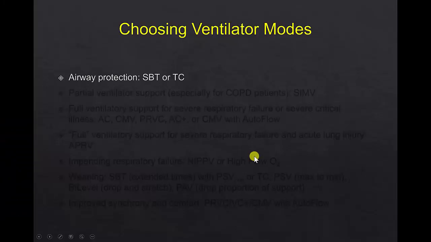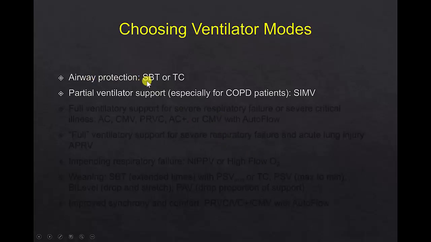I frequently get asked which modes to choose, and I'll go through this briefly. We have a lot of choices of modes. So for airway protection, we use spontaneous breathing trials, tube compensation. Sometimes we use pressure support with the spontaneous trial just to make sure the patient's not struggling through the tube. We use partial ventilatory support for patients that don't need complete rest, or COPD patients where if you give them complete ventilatory rest, it might correct their chronic hypercapnia back to normal.